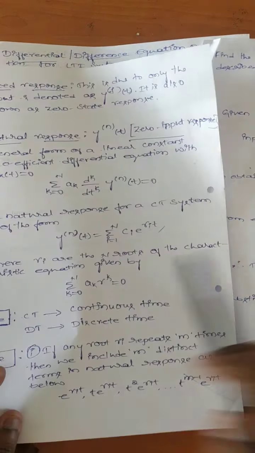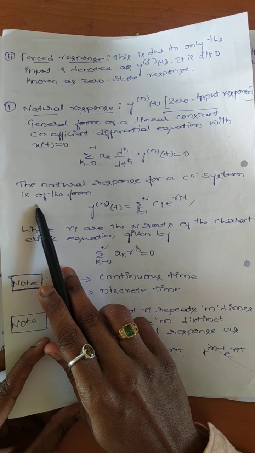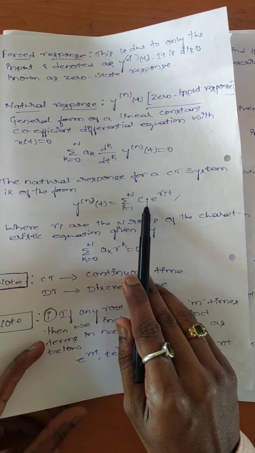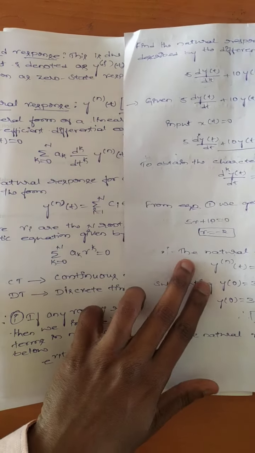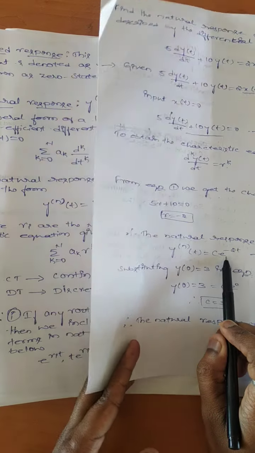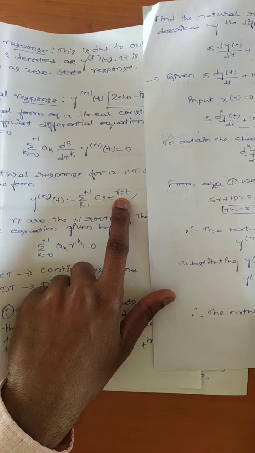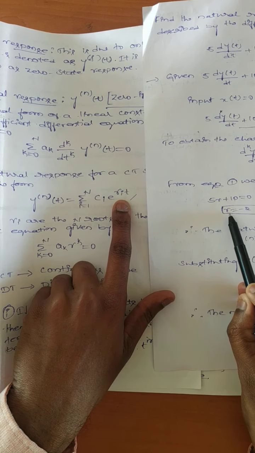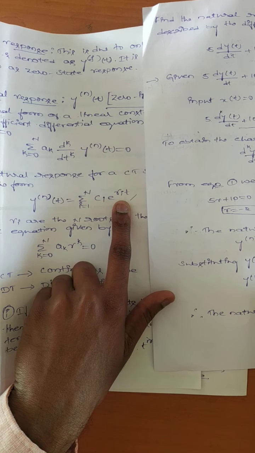Here is the equation. Have a look at this. So yn of t, the natural response for a continuous time system, is of the form yn of t is equal to summation 1 to n ci e to the power of ri into t. So the same equation I have written here. Look at this, c into e to the power of 2t. In place of r I have written the already calculated value. R is equal to minus 2, that's why I have written r is equal to minus 2.